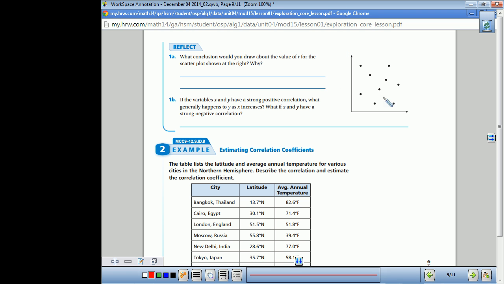Okay, what do you think about this scatter plot? It's a very weak correlation, isn't it? I don't really see much of a correlation at all. So if we don't see much of a correlation at all, we would say our R value is probably close to what? 0. Close to 0.